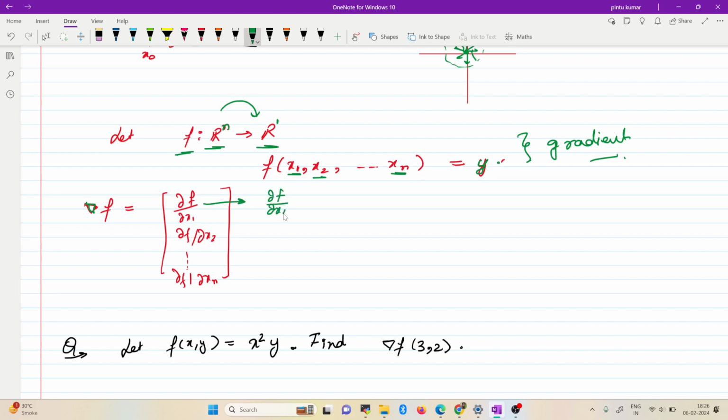Then the gradient of that function is a vector in which the first term is the partial derivative of f with respect to the first variable, that is x1. And similarly, it is del f by del x2, and so on, you can define a gradient vector. This is the definition of a gradient vector. So how is this gradient vector useful?